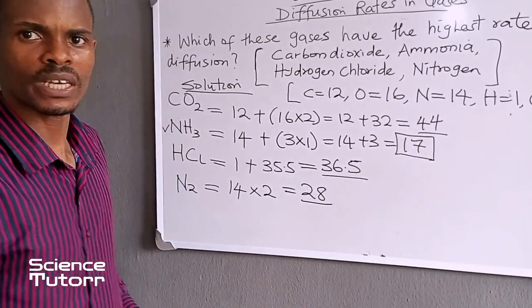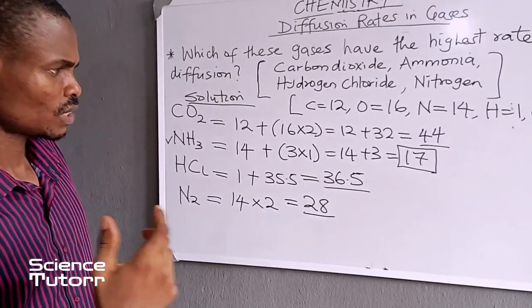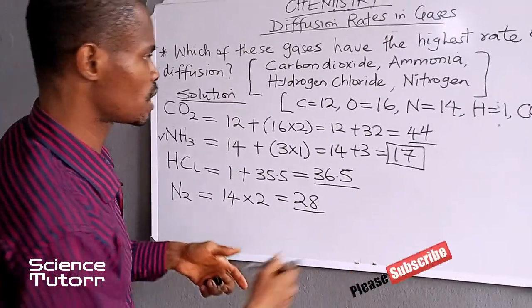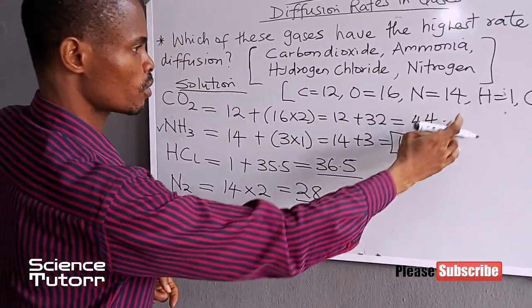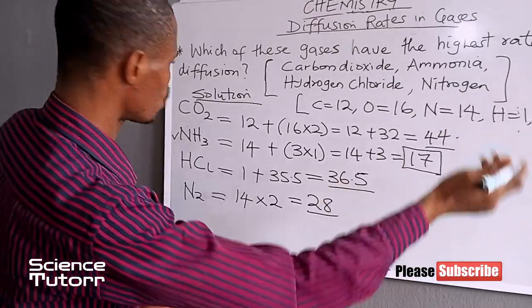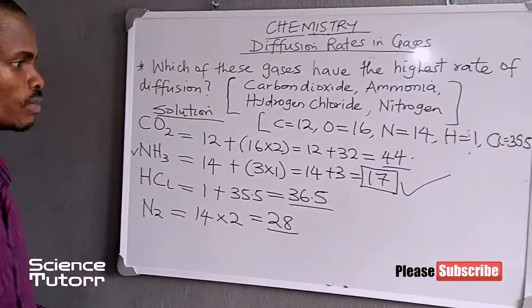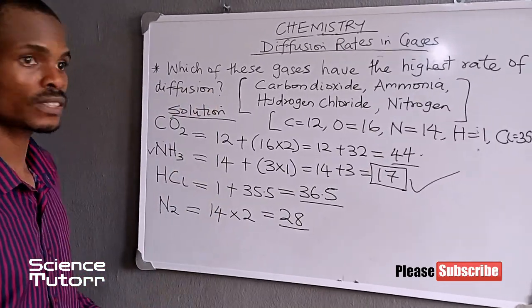Most times in the exam you will be asked which of the gases will diffuse slower. It is the one having the greatest molecular mass. In this case, we will give it to CO2. You see, it is the highest amongst all, having 44. So ultimately, this is the answer to this question: ammonia diffuses faster amongst all the gases.